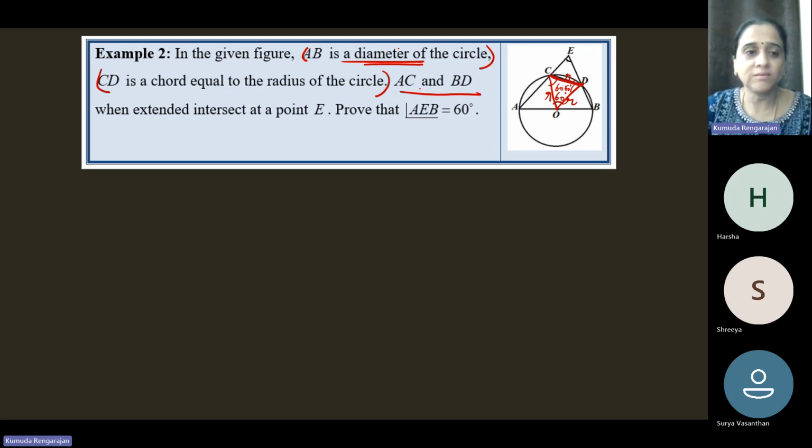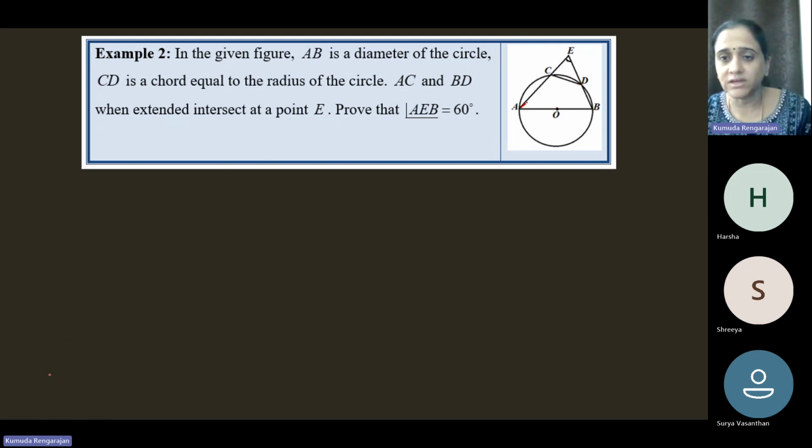Now, AC and BD, when extended, intersect at a point E. What is AC? A chord. AC is a line segment with its endpoints on the circle. BD is also a chord. When you extend them, they meet at E outside the circle.